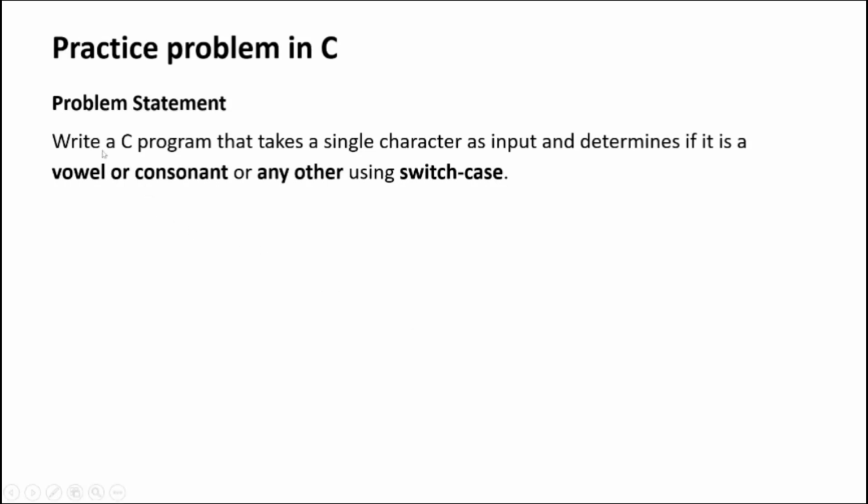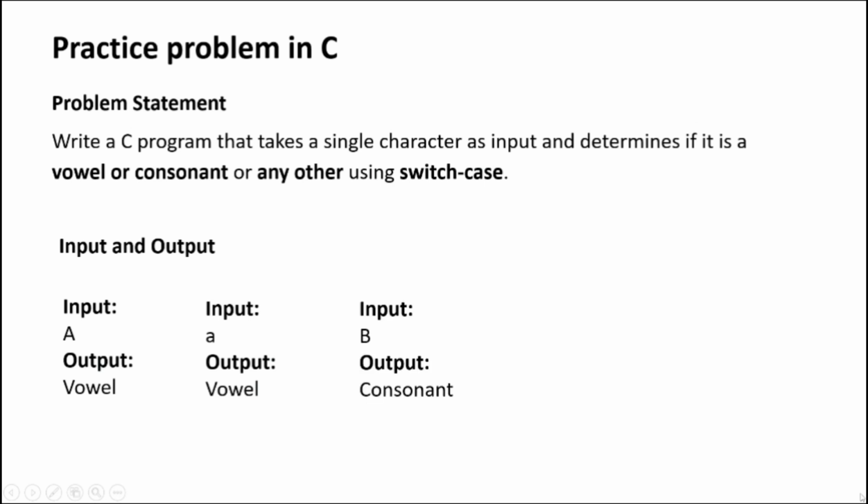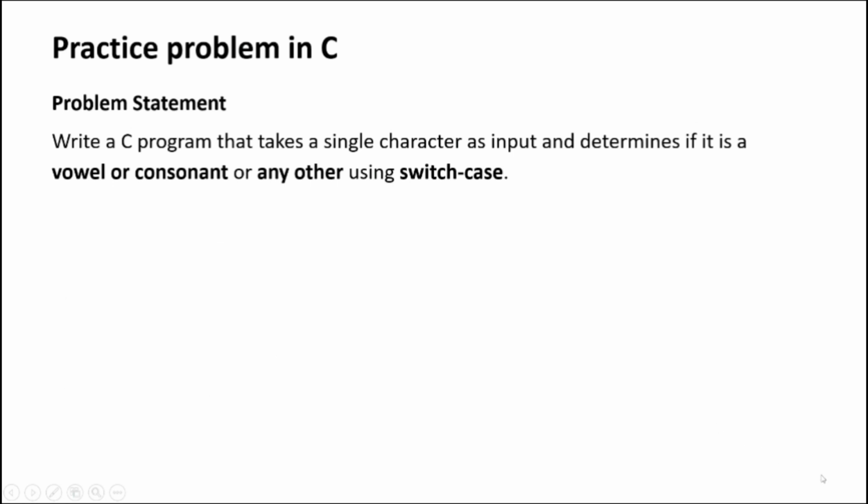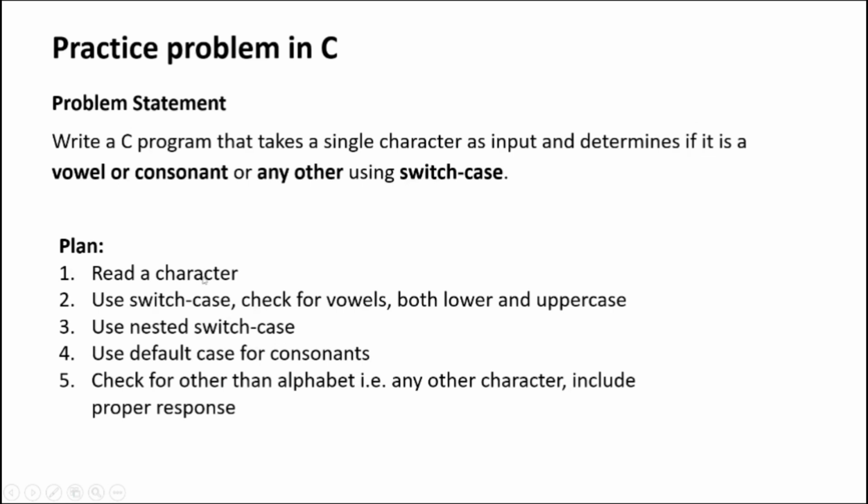In today's session, we shall solve the problem: write a C program that takes a single character as input and determines if it is a vowel or consonant or any other character using switch case. So if input is capital letter A, it should print vowel. If it is small letter a, it should print vowel. If it is capital letter B, it should print consonant. Other than alphabets, lowercase or capital case, if we give any digits or any other character, it should print neither vowel nor consonant. Okay.